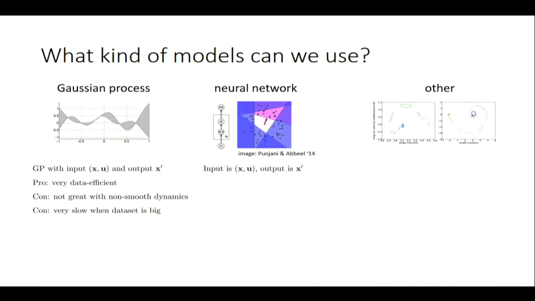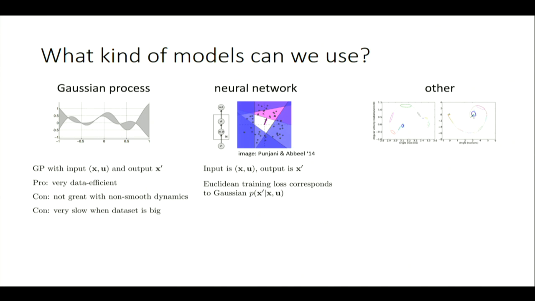With neural nets, what we would do is pretty much the straightforward regression thing. So the input to the neural net would be a tuple of state and action. The output is the next state. This picture, by the way, is from a paper on fitting neural net models for helicopter dynamics. And this is just illustrating the hyperplane cuts that you get from rectified linear units. So the input is a tuple of state and action. The output is the next state.